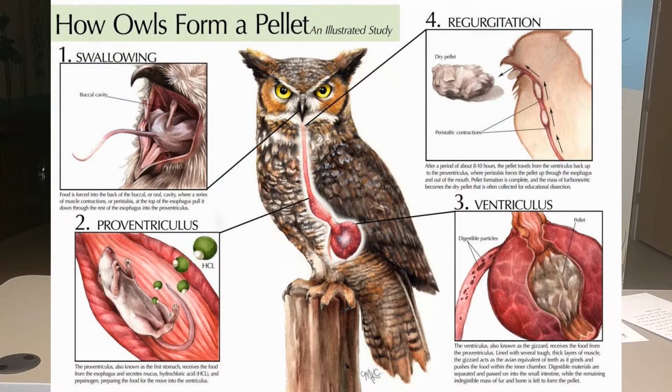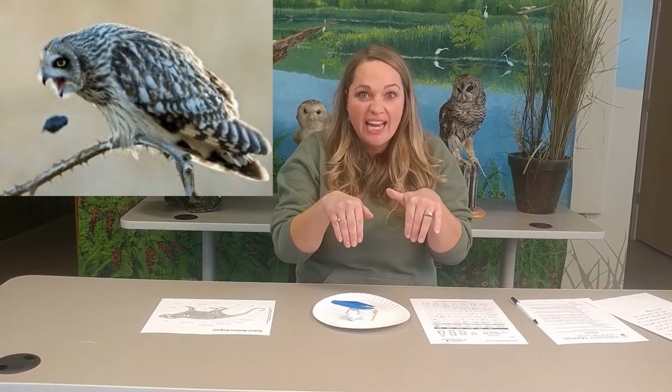Well, you see, owls, like other birds, are not able to digest bones, fur, or feathers. So after they eat something like a rodent, all the bones, fur, and feathers gather in their gizzard. And before their next meal, that gizzard is going to take all the bones, fur, and feathers and form it into a pellet. And then the bird is going to cough it up or regurgitate it out of their beak. And then they're ready for their next meal.